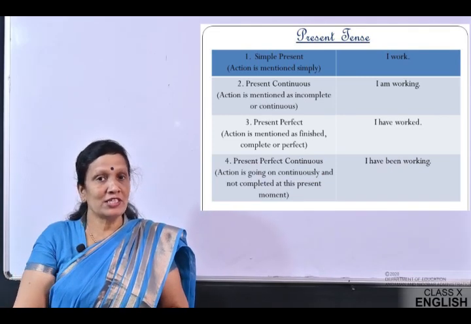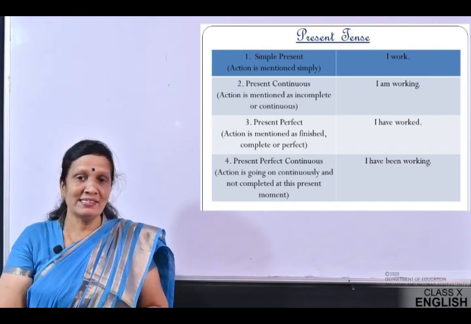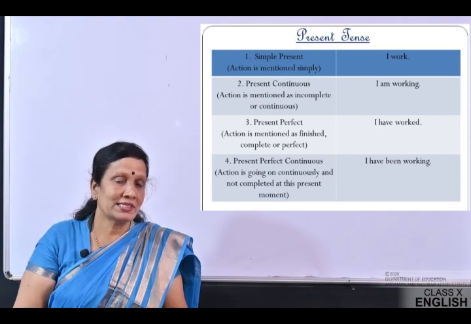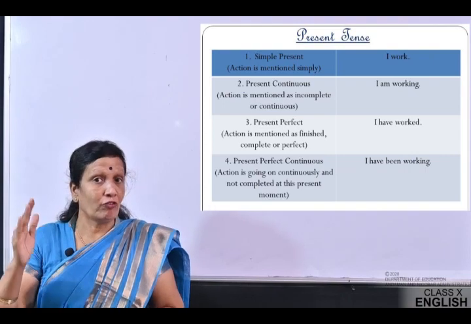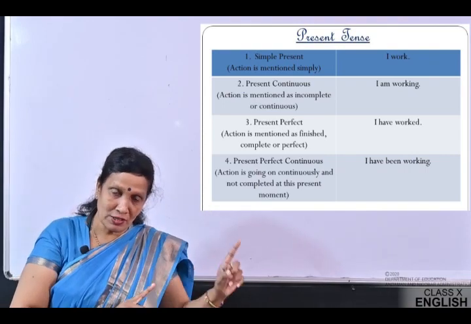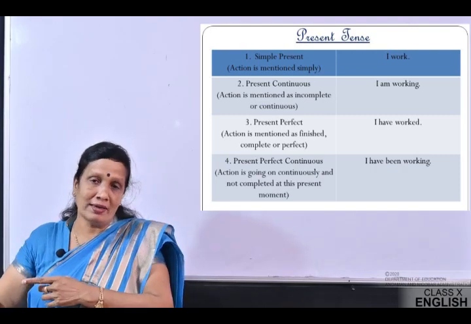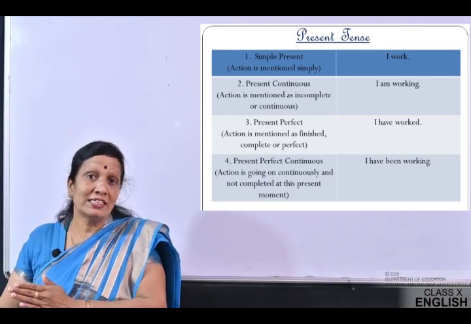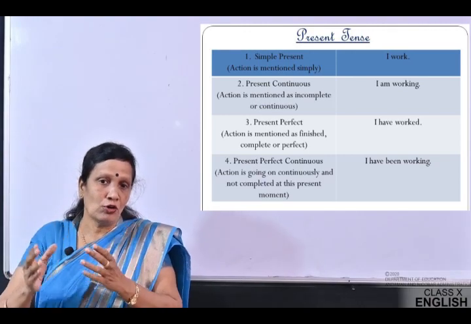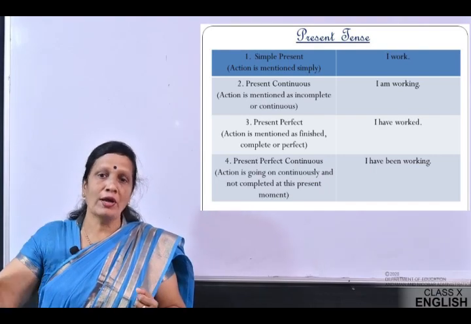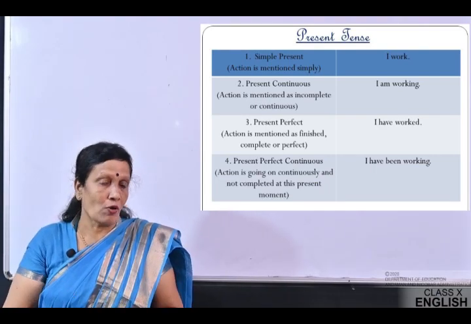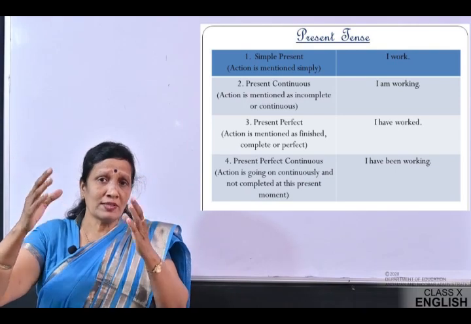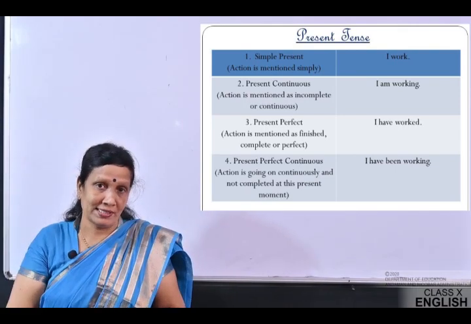Now the present perfect continuous. That means the action is going on continuously and is not completed at the present moment. I have been working. I started working and now also I am working. That means my work is going on now. So, present perfect continuous: my action is not yet complete, but it is going on now also, when I am talking. Okay, so these were the different forms of the present tense.